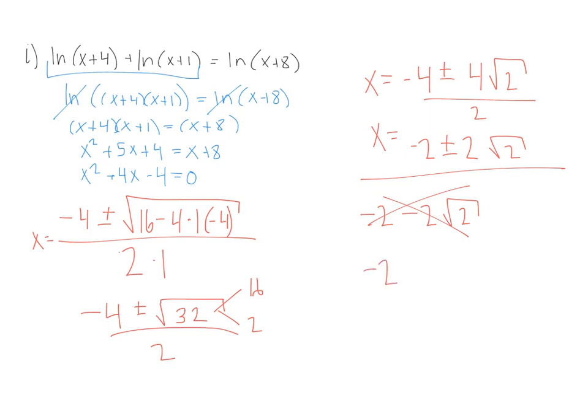Now if I go negative 2 plus 2 square root of 2, I said the square root of 2 in my head is about 1.5. 1.5 times 2 is 3. It's a little more than 3. So this one, if I plug into 4, will be positive still. If I plug it into 1, it will barely be positive. And if I plug it into x plus 8, it is positive. So my only solution here is negative 2 plus 2 square root of 2.